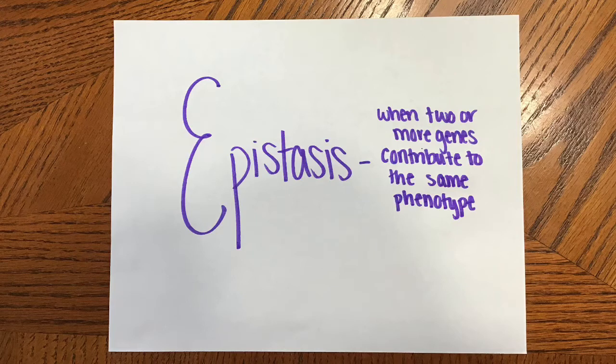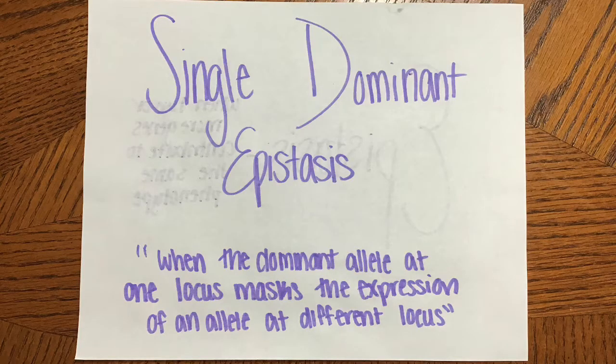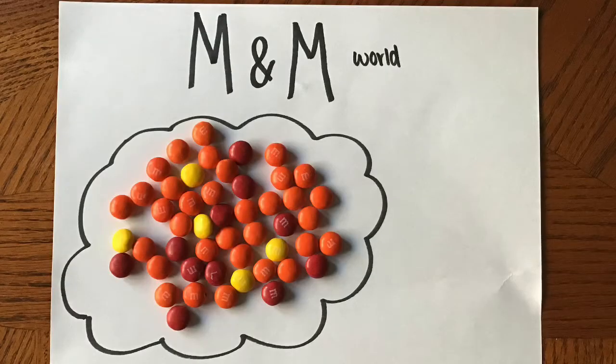The variation is a result of epistasis, and the mode of epistasis we will be focusing on today is single dominant epistasis. Single dominant epistasis is when the dominant allele at one locus masks the expression of an allele at a different locus. To explain, we will be going into the M&M world and we will be observing their population.